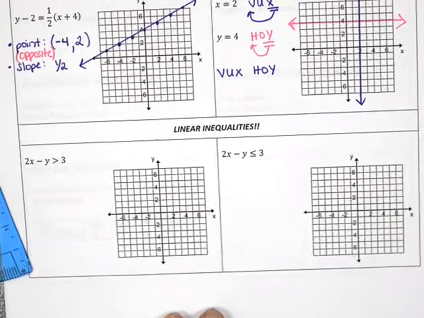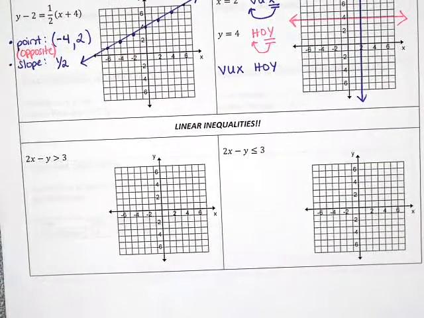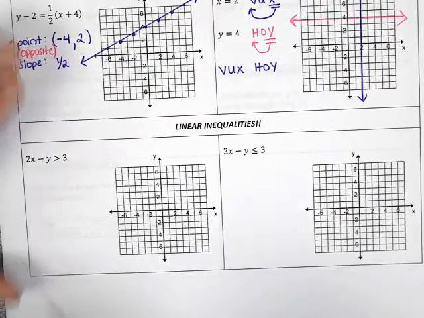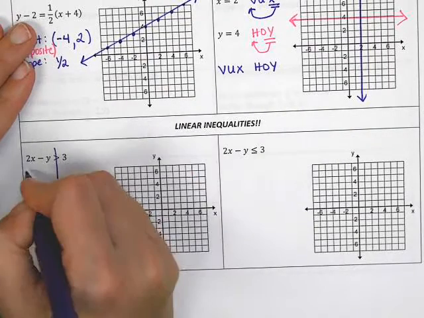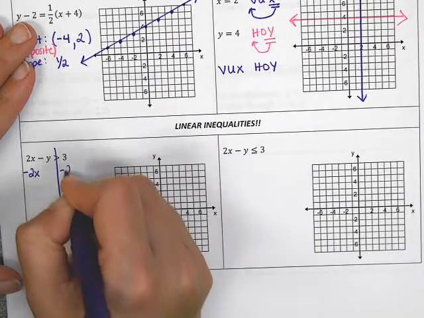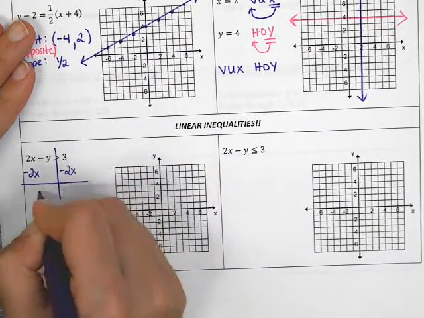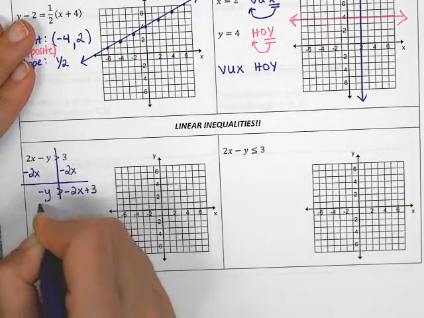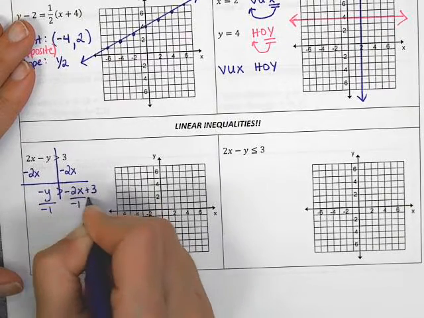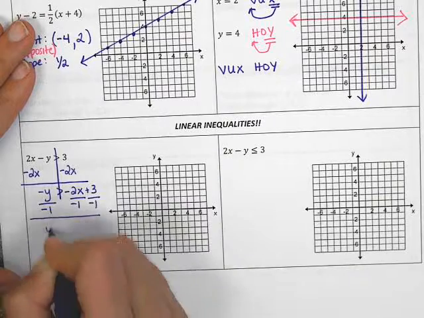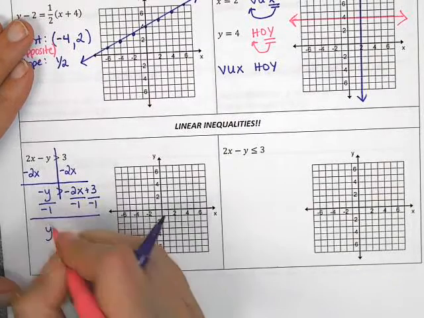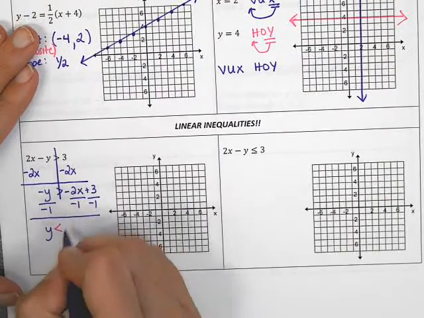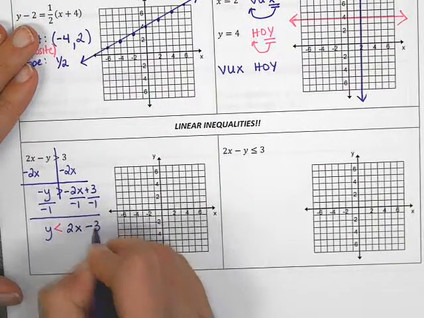Last but not least, we've learned how to graph linear inequalities. Now an inequality is different than an equation because instead of an equal sign, we've got either a greater than or a less than. So the first step here is again going to be to get y by itself. I'm going to subtract 2x on both sides, and I get negative y is greater than negative 2x plus 3. Then I'm going to divide everything by negative 1. So y, and now I'm going to flip the inequality, because it's a negative number that I'm dividing by, is less than 2x minus 3.